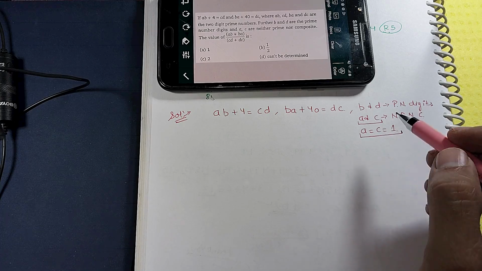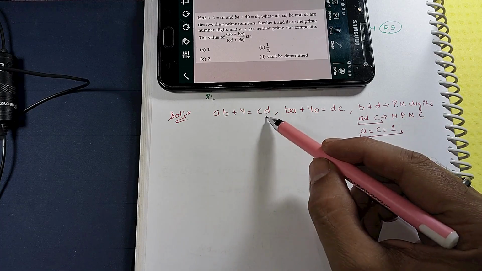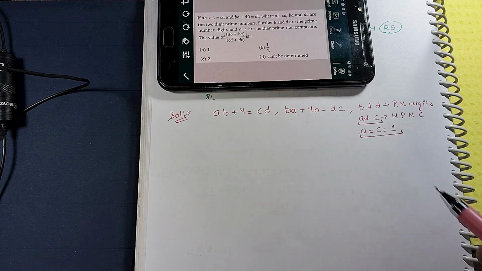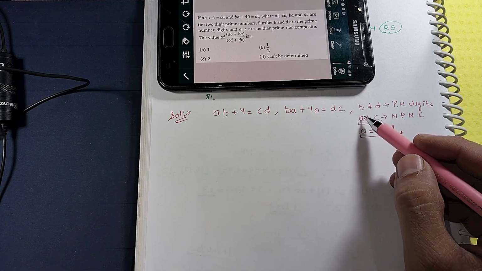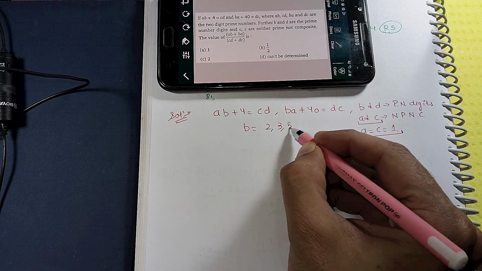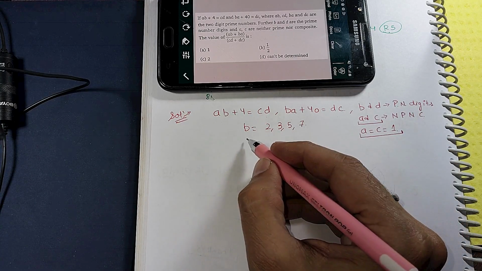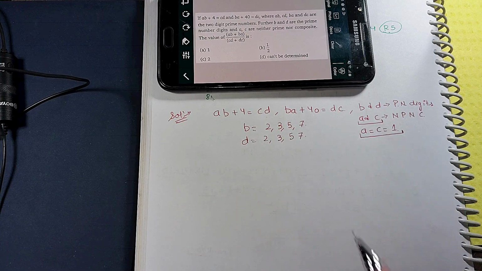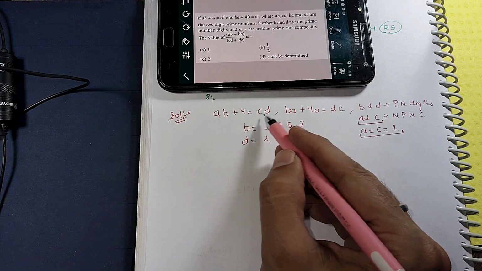Now we have been given that AB, CD, BA and DC are 2-digit prime numbers. So we need to satisfy these two equations. Now what values can B and D take? Because these are prime number digits, B and D can take these digits only: 2, 3, 5, 7.